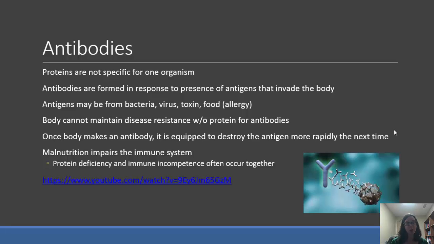Malnutrition does impair the immune system because without adequate protein in the diet, the immune system can't make these specialized cells, these antibodies, or the other tools that it needs to function optimally. And we often see protein deficiency and immune incompetence occur together.